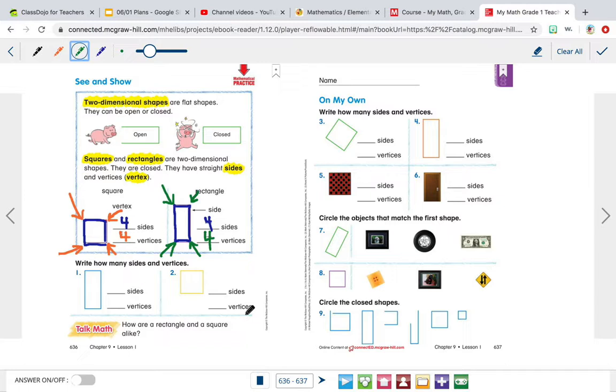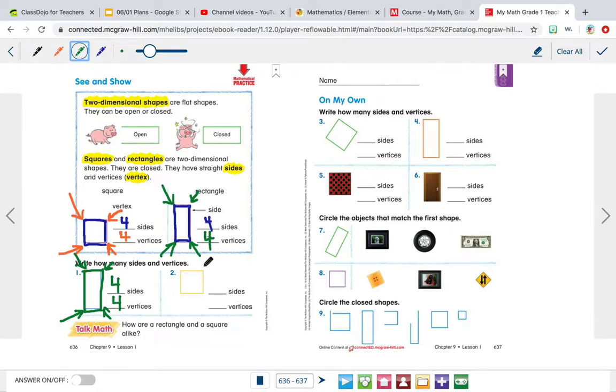Now we're going to count how many sides and vertices are on these, okay? So we're going to count our sides. So 1, 2, 3, 4. And it has 4 sides. And how many vertices? So 1, 2, we're pointing at the corners, 3, 4. So it has 4 sides and 4 vertices. So this rectangle has 4 sides and 4 vertices.